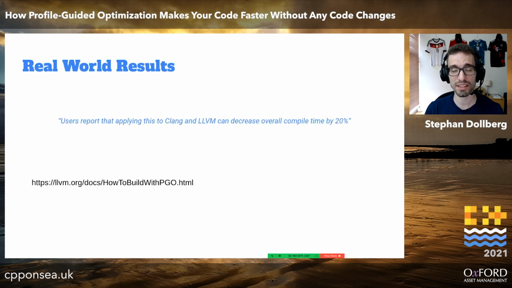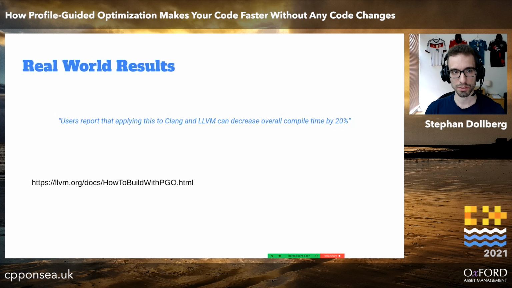And more results: Clang itself. So not compiling a program with PGO using Clang, but Clang built with PGO, and they reported 20% faster compile times. I think that's great, something heavily needed in C++, which is so slow at compiling. 20% is a lot of man hours saved.